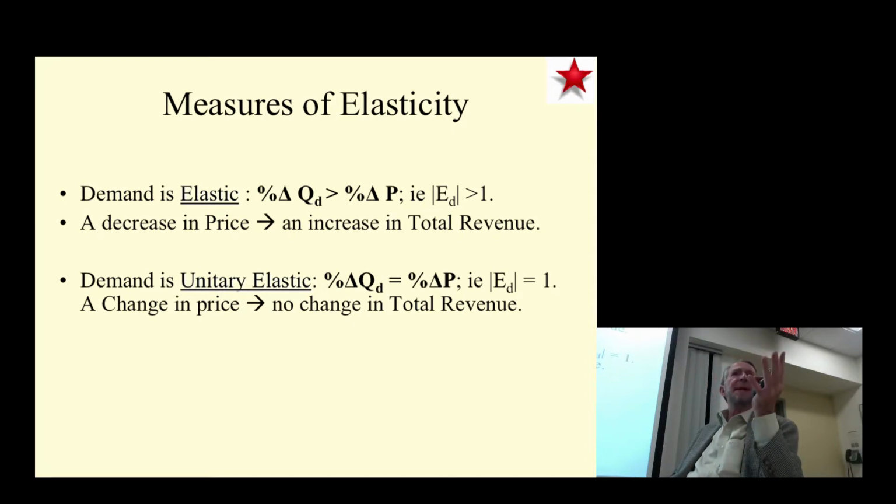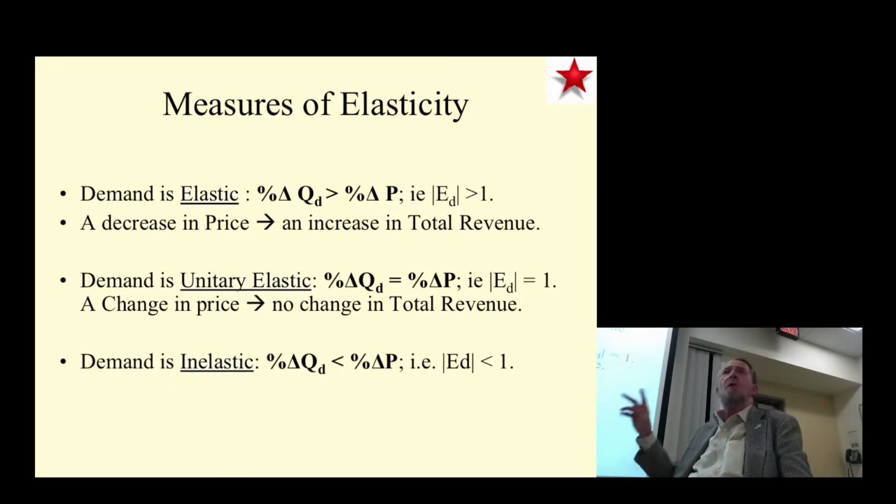And when demand is unitary elastic, it's a wash in either direction. I raise price by 10%, so I get 10% more money on what I sell, but I lose 10% of my sales, so total revenue doesn't change. I lower my price by 20%, so I'm giving up revenue to the people that are buying it, but I get 20% more sales, and so it's a wash in that case. Demand is unitary elastic.